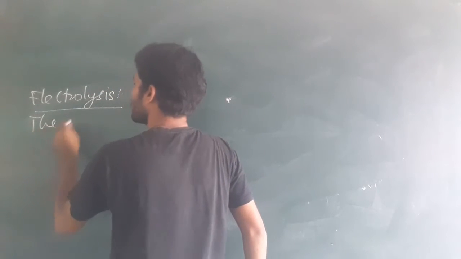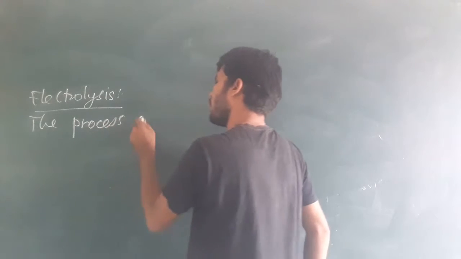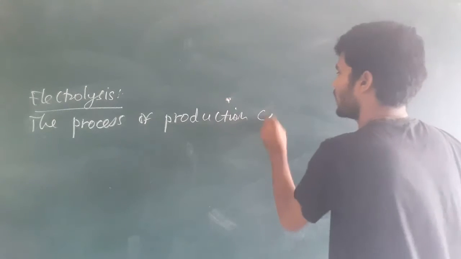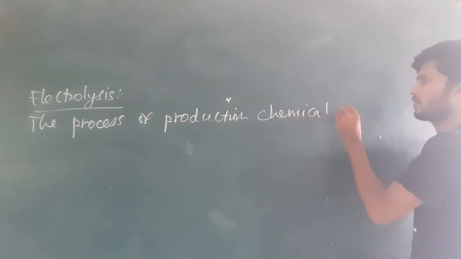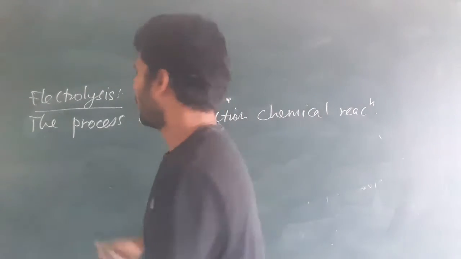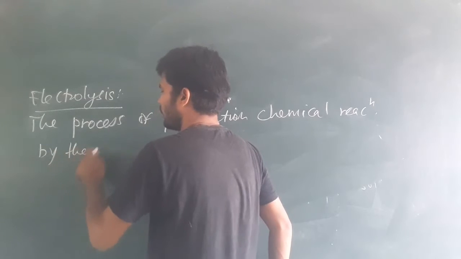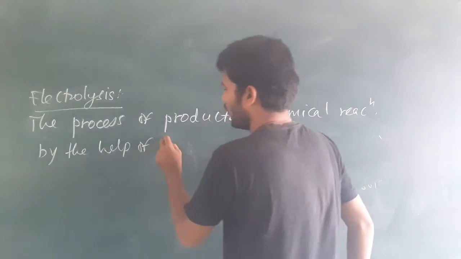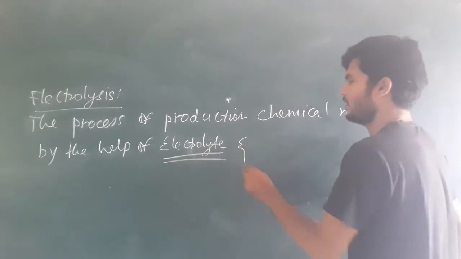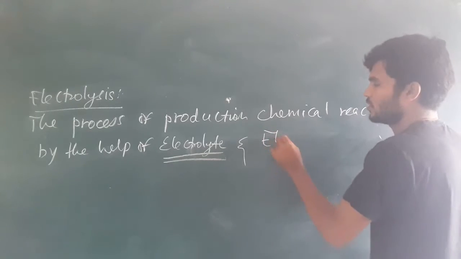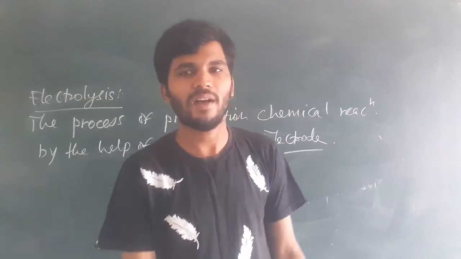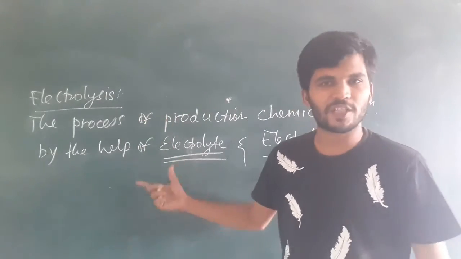It is the process of production of chemical reactions with the help of an electrolyte. Electrolyte is nothing but a salt solution. Electrolyte and these electrodes. Electrodes can be negatively charged and positively charged, which is nothing but the cathode and anode, right? So this is the electrolysis definition I have already told.